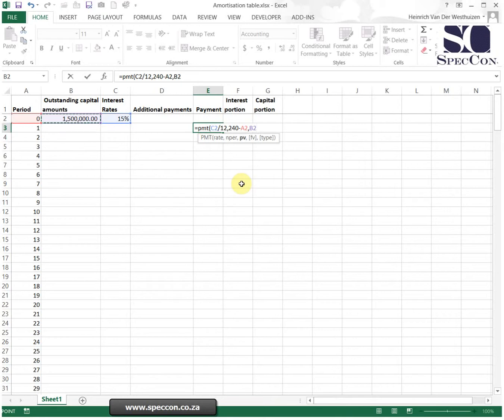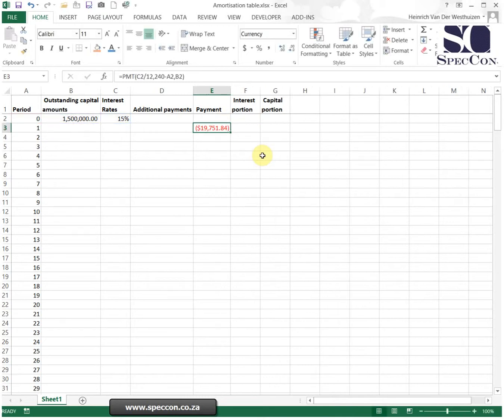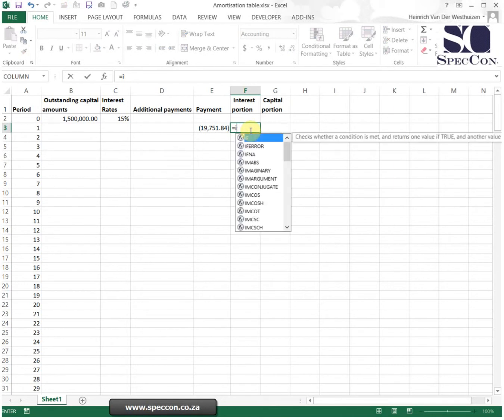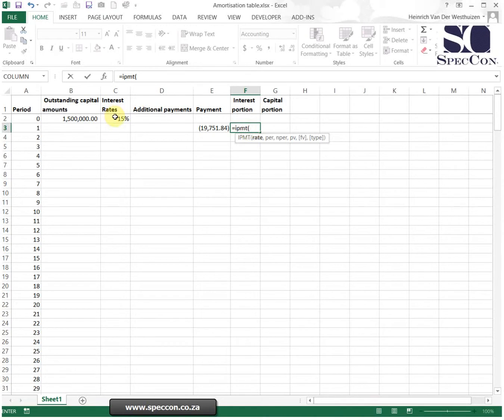The reason why we need to use the previous period and the reason why we need to do the remaining periods is because we're effectively recalculating this every single time. The interest proportion is the same principle. Our rate is again the previous one divided by 12.